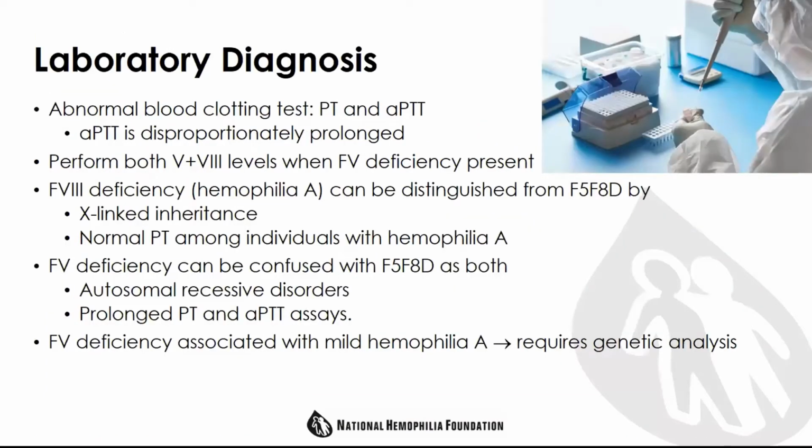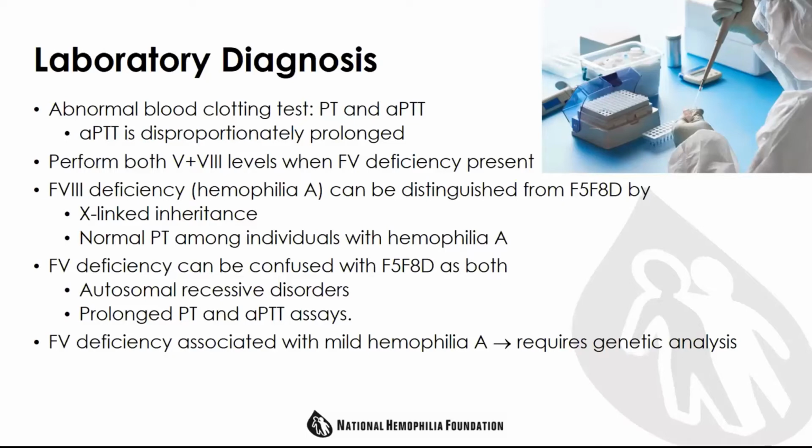How do you diagnose combined factor V and VIII deficiency? By doing the basic clotting tests, both PT and APTT. And in this condition, because the factor VIII is also in low levels along with the factor V, the APTT is the one which is extremely abnormal. Remember, whenever there's factor V deficiency, always check factor VIII because of the combined deficiency.